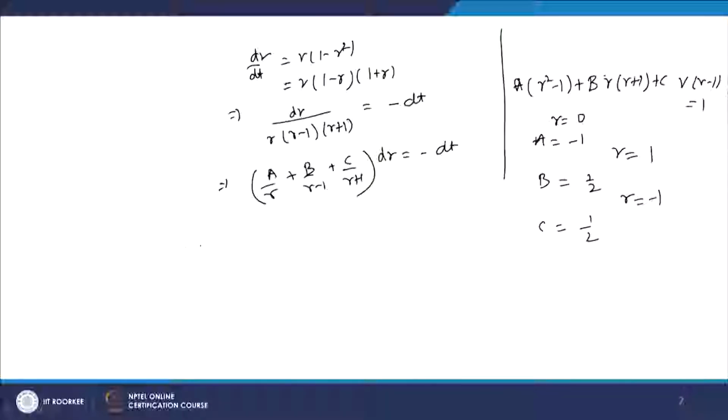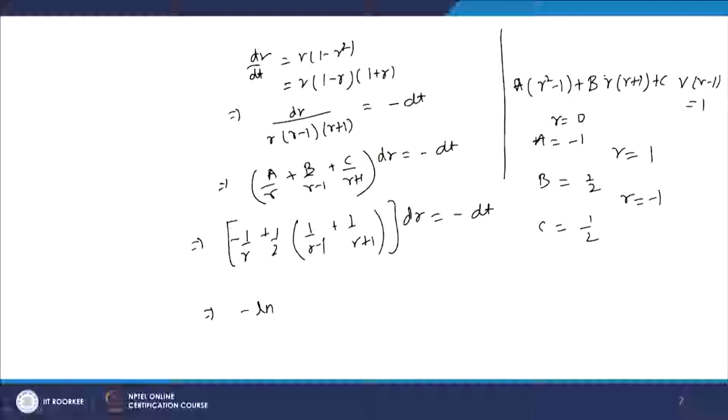So, we can rewrite this as minus 1 upon r plus 1 upon 2 of 1 upon r minus 1 plus 1 upon r plus 1. You can verify that it actually comes out to the earlier one. So, minus of dt. We can simplify it to minus ln of r. Now, here r is basically the square root of x square plus y square. Since r represents the distance, it is never negative. So, r is a positive quantity.